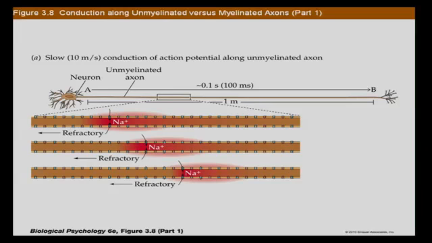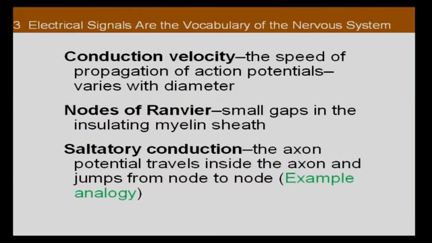Okay, great. So we have our refractory period, we have our axon, our action potentials moving only in one direction down the axon. And now I need to talk to you about conduction velocity. The term conduction velocity means the speed of propagation of action potentials. And that conduction speed varies with the diameter of the axon. Big old honkin' axons have much faster conduction velocities, and tiny little thin ones have much slower conduction velocities.